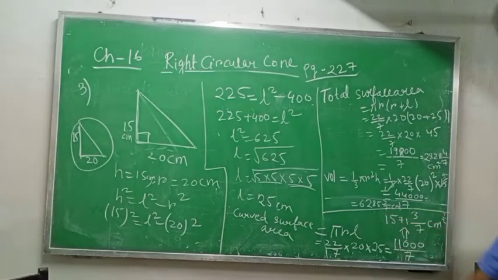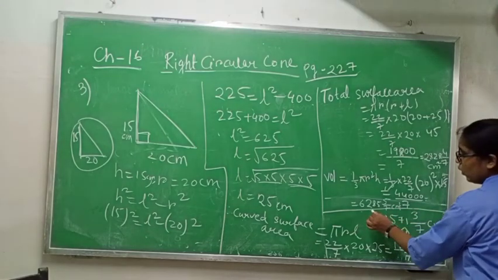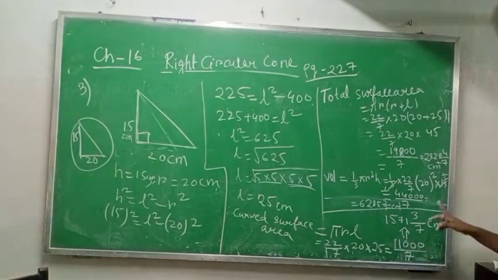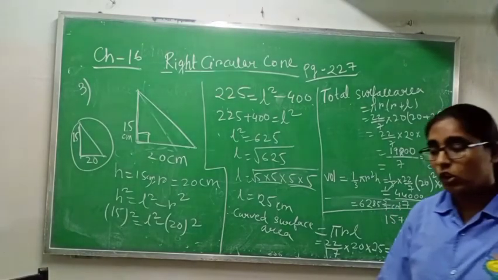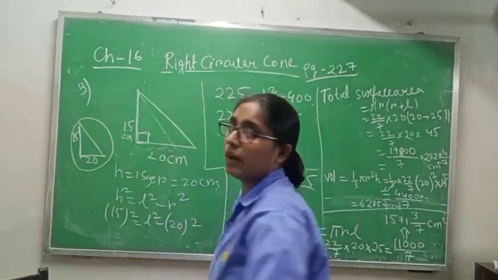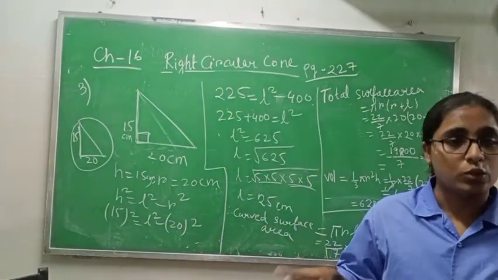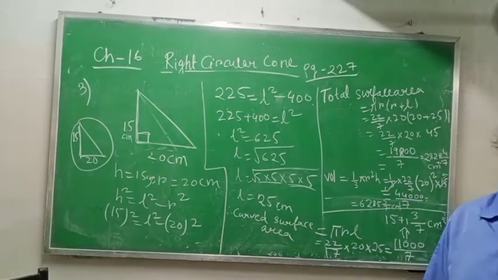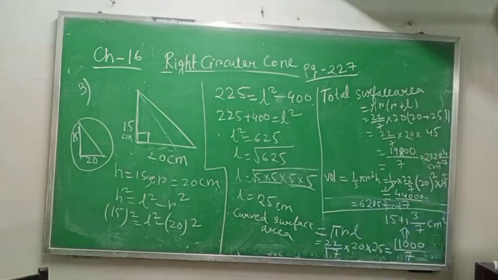When you divide this one, you will get 6285 5 by 7 centimeter cube. Now you will write here centimeter cube because this is the volume, not area. Whenever you have volume, you have to write unit cube, not unit square. So in our question it is centimeter, so centimeter cube. Okay, complete this one.